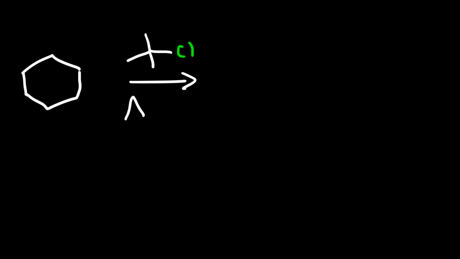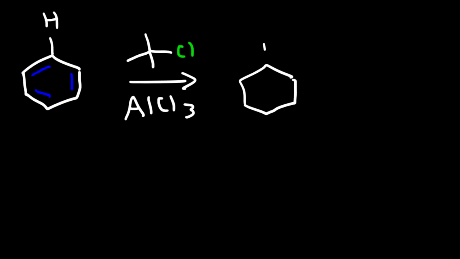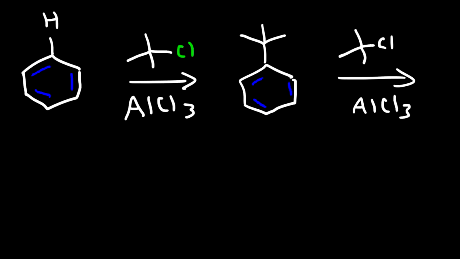Now for the next example, we're going to start with benzene and we're going to react it with tert-butyl chloride using aluminum chloride. What's the major product in this reaction? So this is another Friedel-Crafts alkylation reaction. And so we're going to replace a hydrogen atom with a tert-butyl group. So we have tert-butylbenzene as the product. Now, what if we react it again with another tert-butyl chloride?